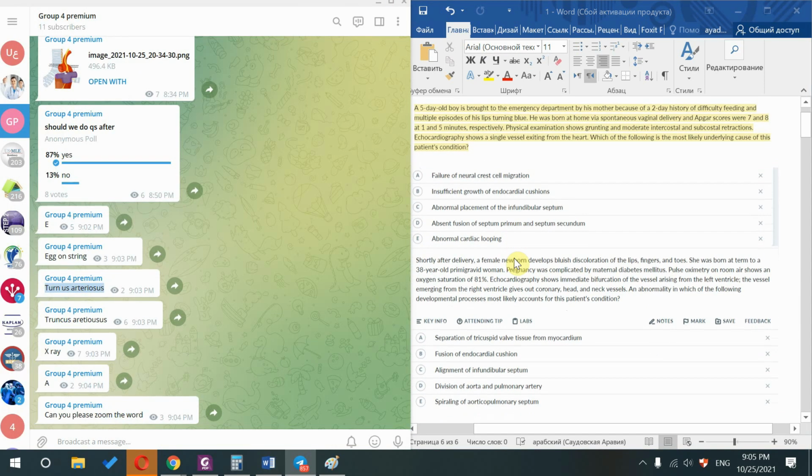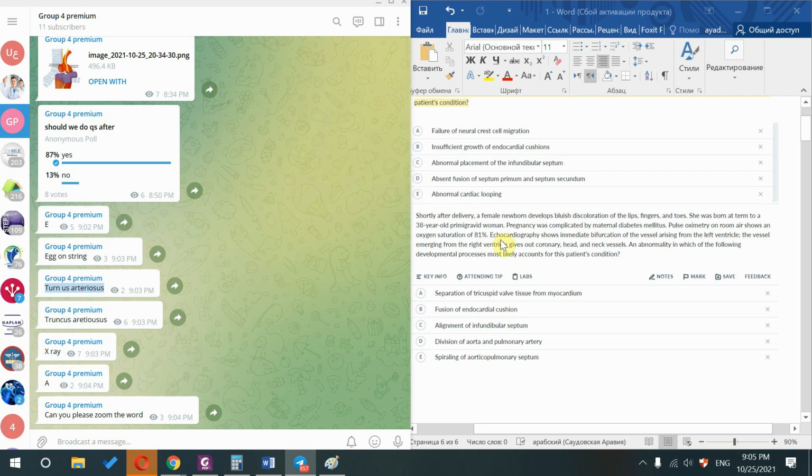Okay, guys. So the next one will be as follows. Shortly after delivery, a female newborn developed a bluish discoloration of her lips. Again, this is early cyanotic heart disease. Lips, fingers, toes, all of them are blue. She was born at term to a 38-year-old primigravida woman. Pregnancy was complicated with diabetes mellitus. Room air shows oxygen saturation of 81%.